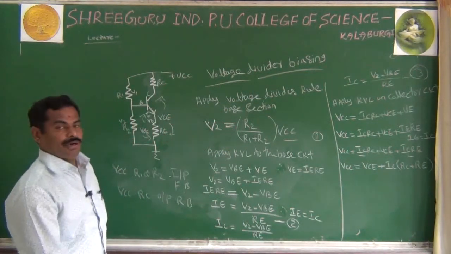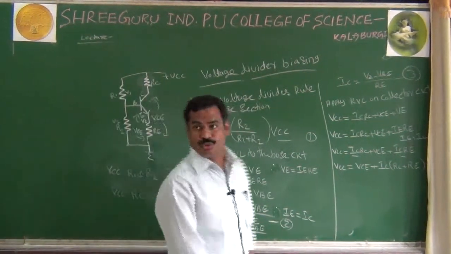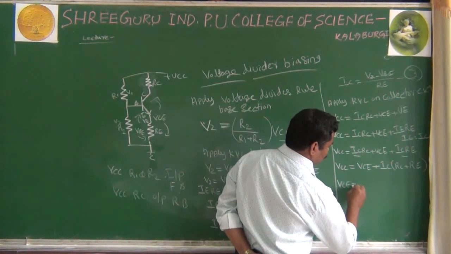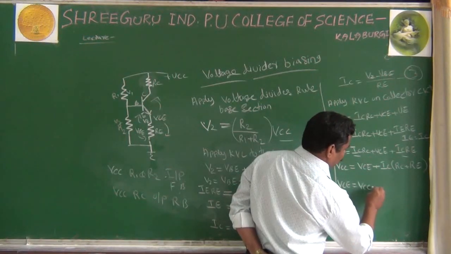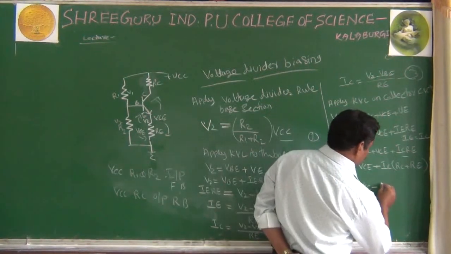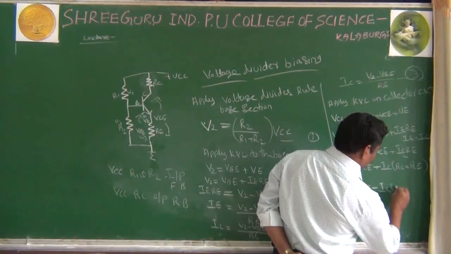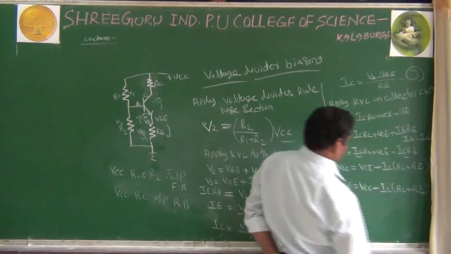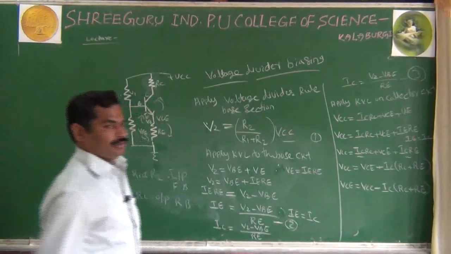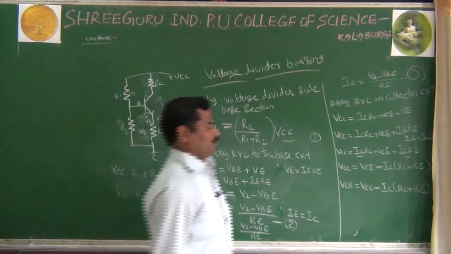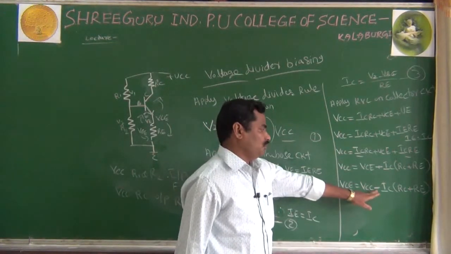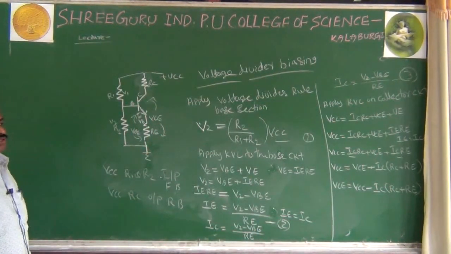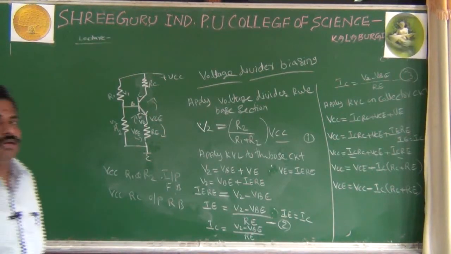Then we actually want the output voltage. The output voltage is nothing but VCE equal to VCC minus IC into RC plus RE. We want the output voltage. The output voltage is nothing but VCC minus IC into RC plus RE. And this is nothing but your circuit analysis of your voltage divider biasing.